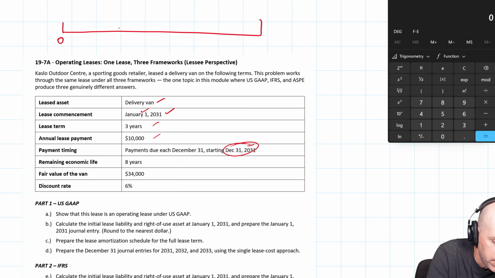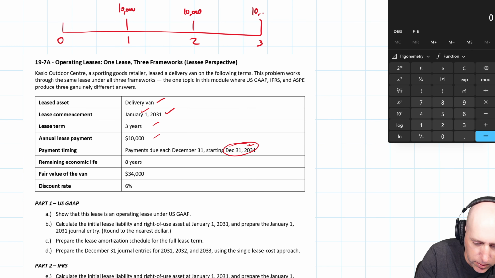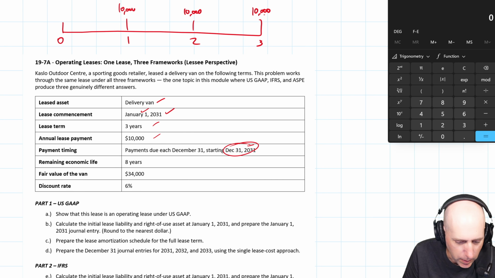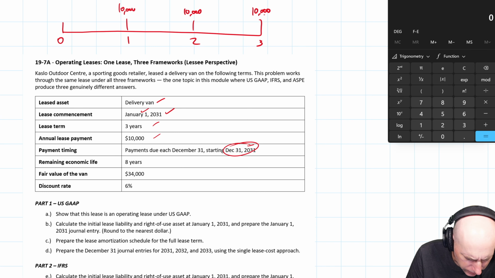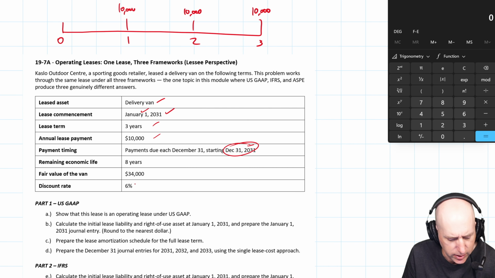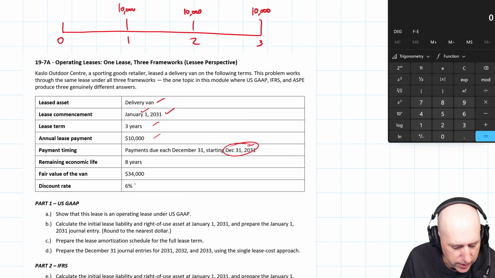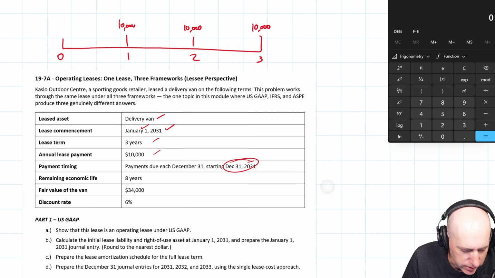So here's the lease, time 0, time 1, time 2, and time 3. At the end of years 1 and 2 and 3, we're going to make $10,000 payments for a total of $30,000 in lease payments. The remaining economic life is 8 years. The fair value of the van is $34,000, and our discount rate is 6%. It says show that this is an operating lease under US GAAP.